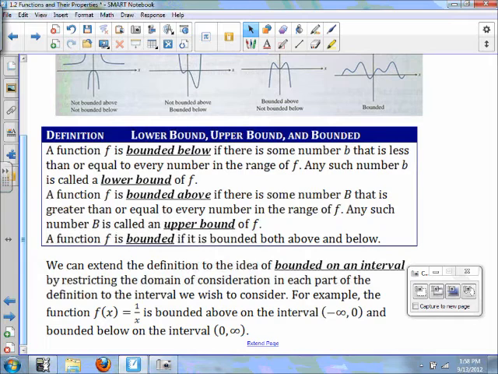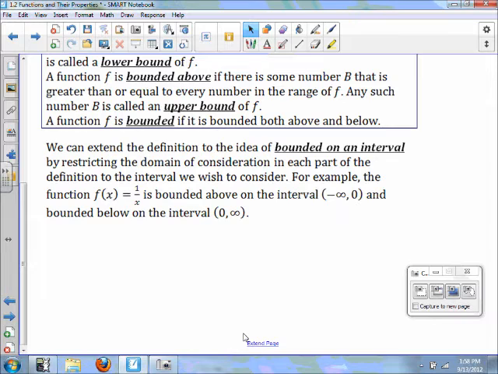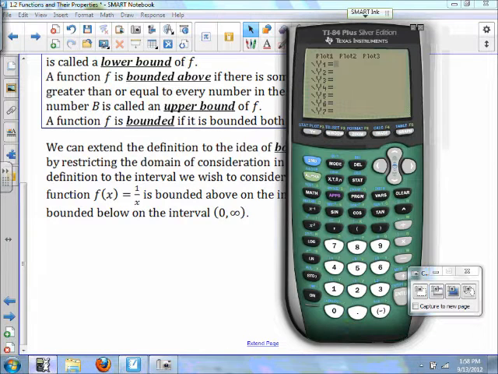Now, the definition for lower bound, upper bound, and bounded is a little bit tough to understand if you're not used to the math language. Okay, so I'm going to basically go over it as we do this. Now, we can extend the definition to the idea of bounded on an interval by restricting the domain of consideration in each part of the definition to the interval we wish to consider. For example, the function y equals f of x. Let's graph that. 1 divided by x.